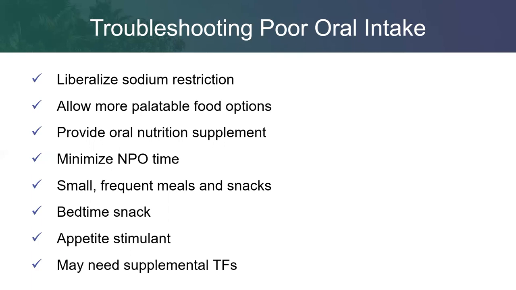Looking at oral nutrition supplements or nutritional shakes can be extremely helpful in these patients to help give them extra calories and protein. Minimizing the NPO time, small frequent meals and snacks, as well as a bedtime snack, is important. Looking at appetite stimulants if we need to start them on one, as well as supplemental tube feeds. So we might need to have nocturnal feedings in these patients because in the daytime, they're just not progressing as we anticipate.